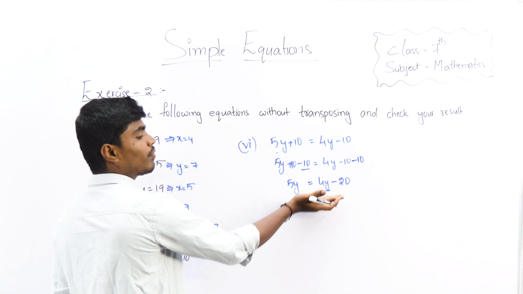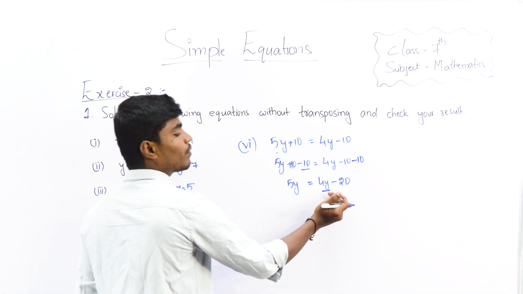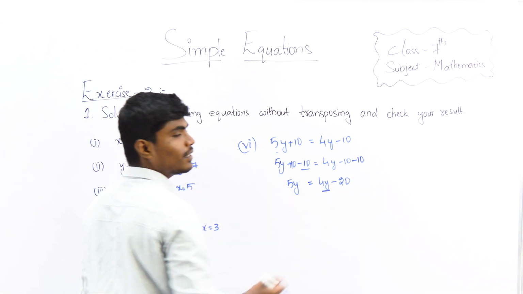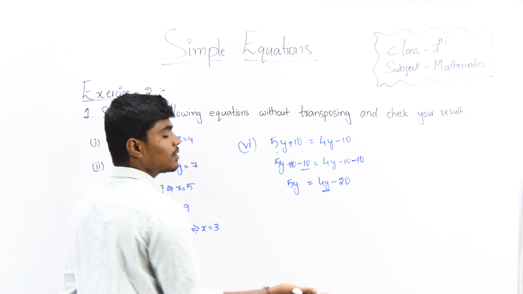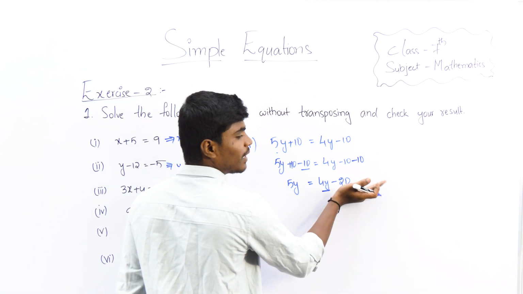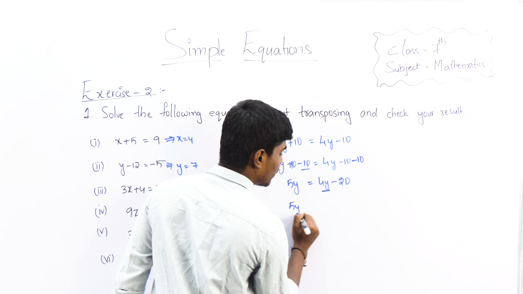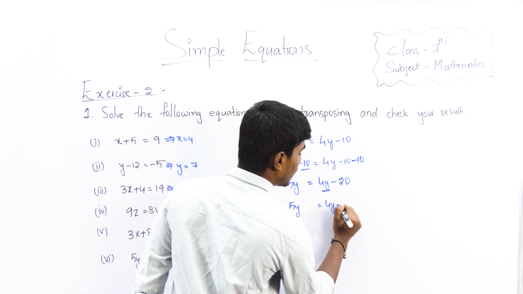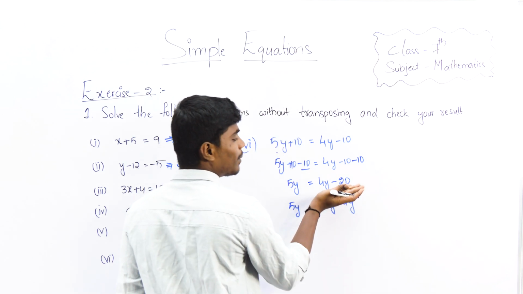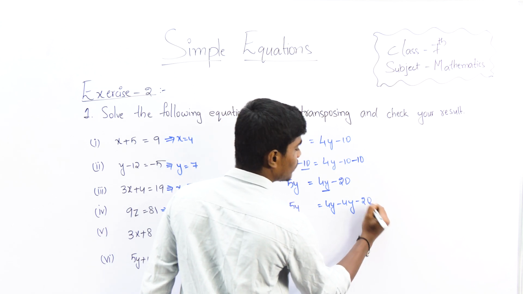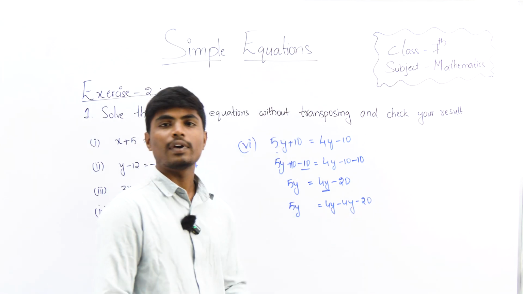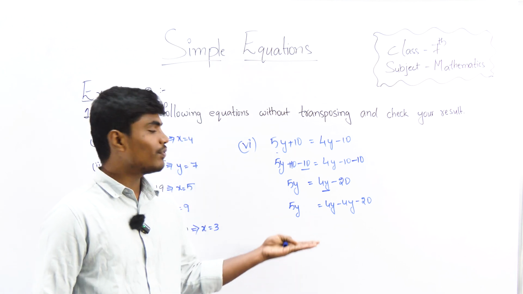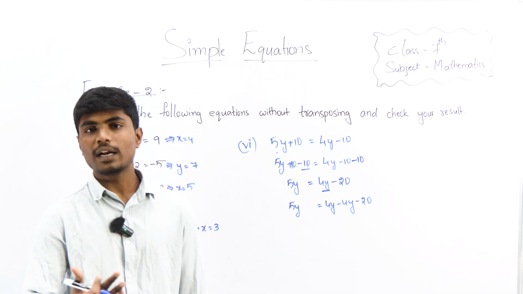Here we have 4y. If we subtract 4y from the right hand side, then the remaining is minus 20. So let's subtract 4y from the right hand side. 5y is equal to 4y minus 4y. What is the remaining? Minus 20. See, on the right hand side we have subtracted 4y, so on the left hand side also we have to subtract 4y.